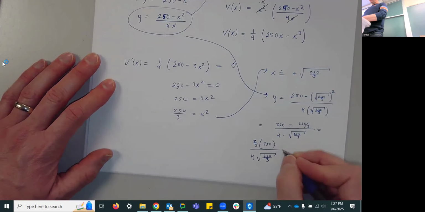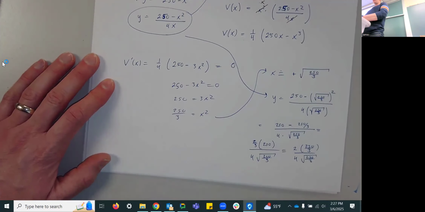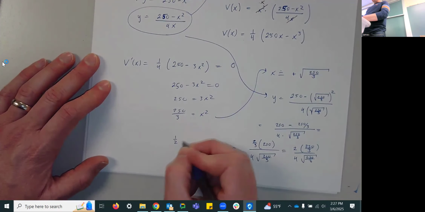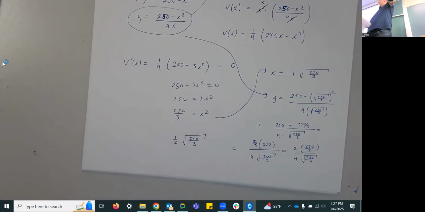And what I really wanted to write this as was, 2 times 250 over 3 over 4 times the square root of 250 over 3. Because something divided by its own square root is equal to its own square root. And we end up getting 1/2 of the square root of 250 over 3. So kind of interestingly, the y dimension is exactly half of the x dimension. That's pretty typical.